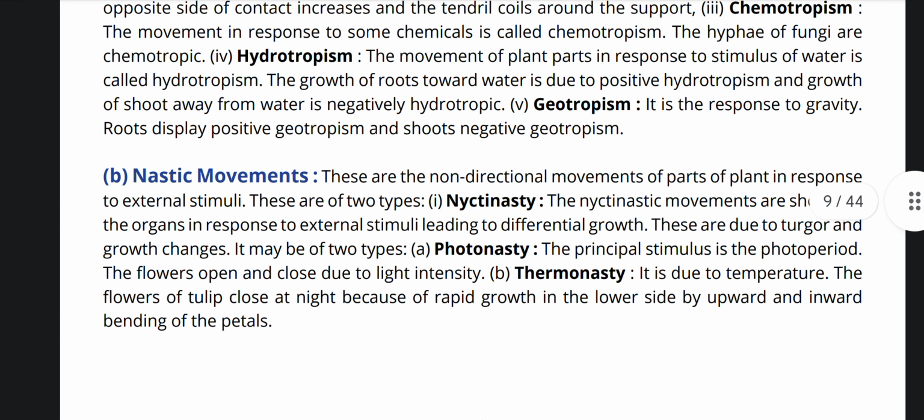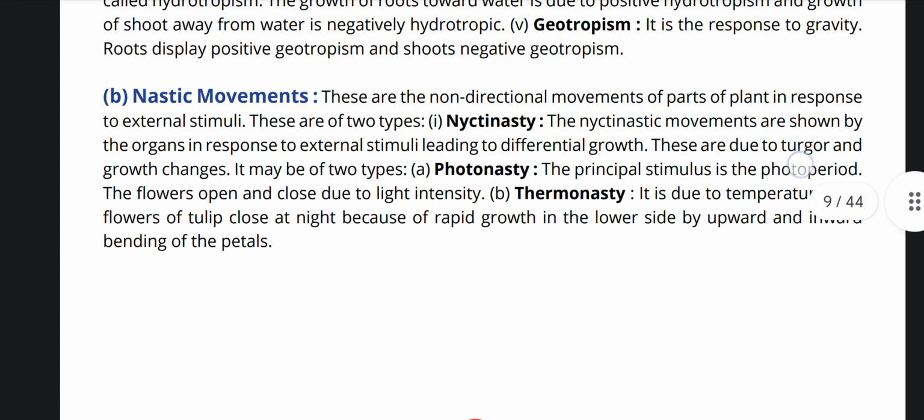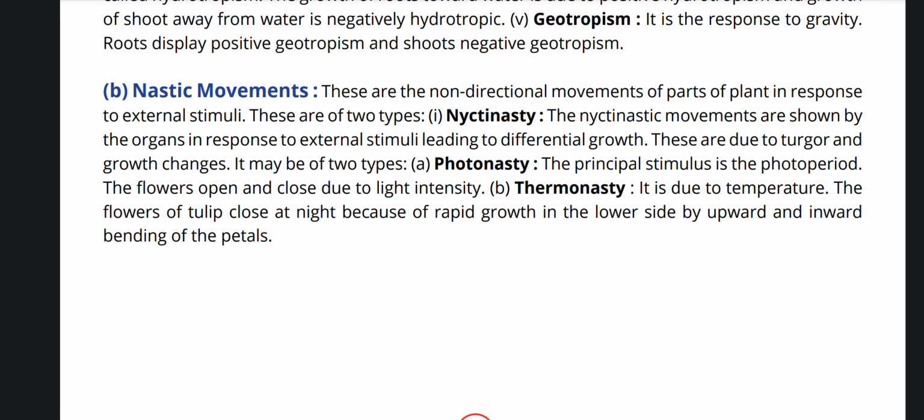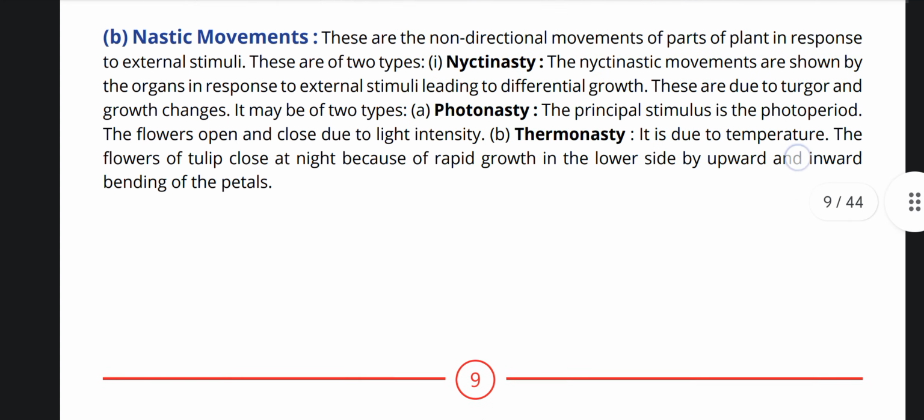Hydrotropism is a movement of parts of plants in response to stimulus of water. The growth of roots towards water is due to positive hydrotropism, and growth of shoot away from the water is negatively hydrotropic. Geotropism is the response to gravity. Roots display positive geotropism and shoots negative geotropism.